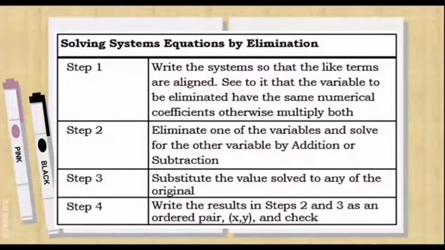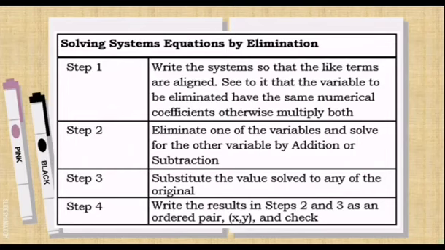Now, we proceed to solving systems of linear equations by elimination. Here are the steps. Step 1. Write the system so that the like terms are aligned. See to it that the variable to be eliminated has the same numerical coefficients, otherwise multiply both.